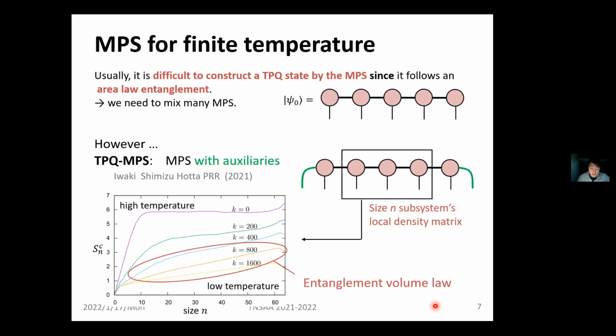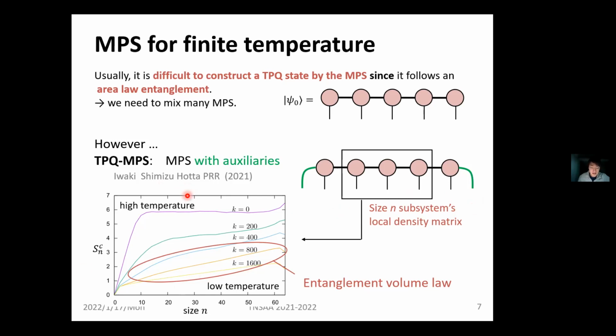However, we found a nice expression of TMPS that can serve as thermal states, which we call TPQ MPS. In this expression, we attach two auxiliaries at both edges of the system. These two auxiliaries are order 1 degrees of freedom. However, they dramatically modify the entanglement properties.